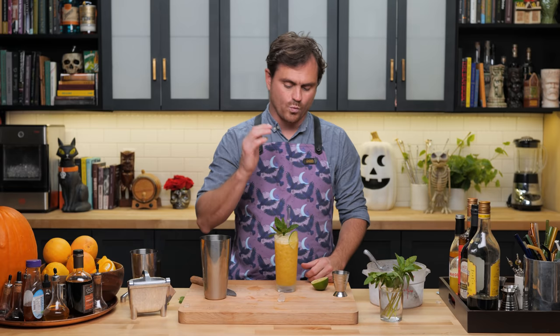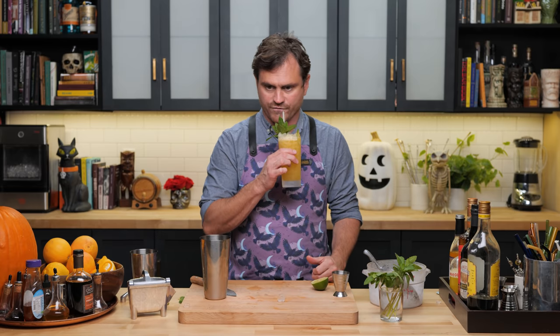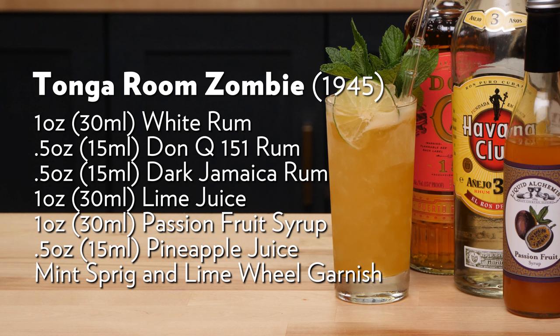I think honestly that the white rum is going to be getting lost in here. And what we're really picking up on is that dark Jamaican rum and also the 151, the Puerto Rican 151. It's got a really nice balance to it. This is a cocktail after my own heart. So there it is, guys. The Tonga Room Zombie, circa 1945.